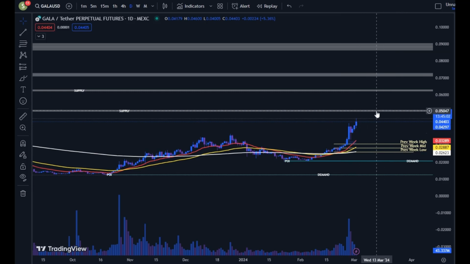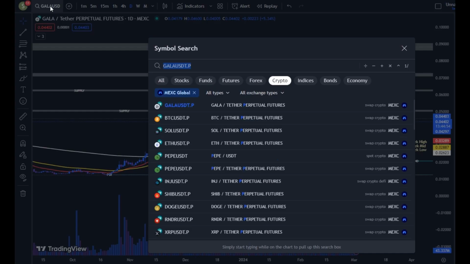You are going to see pullbacks on coins. Coins are not just going to go bang, bang, bang. You're going to get pullbacks on coins. So take a look at GALA. It's probably in a great area.